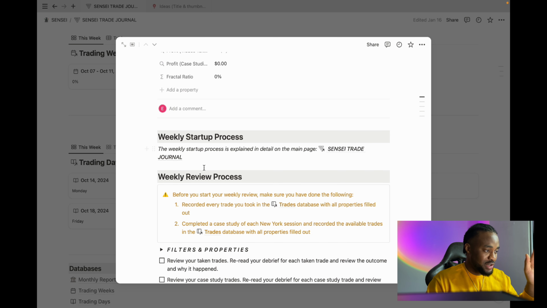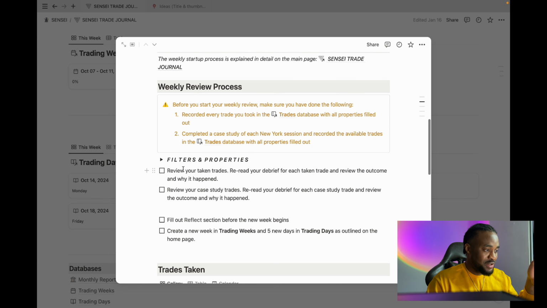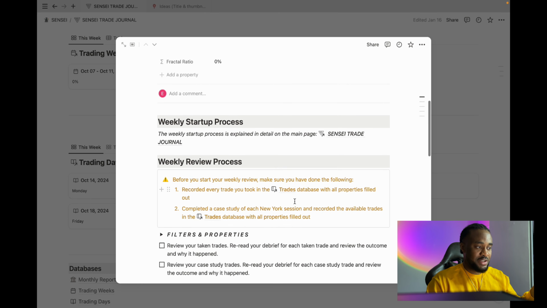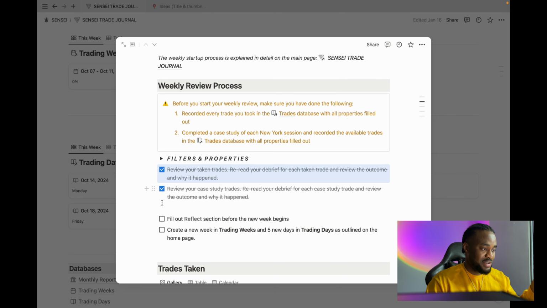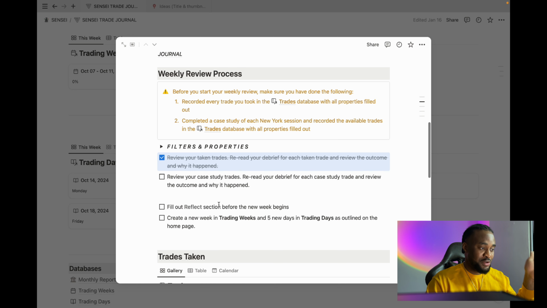Again, we have the how to use section of it. You can go through this and read it; it guides you on how to use this section of the journal, and you can check the boxes as you do. For example, here I said review your taken trades, which is the trades you took in the live market, not the case study. We read the brief for each taken trade and review the outcome and why it happened. When you do this, you can check this before you start a new week, and then you go to the second bullet point.